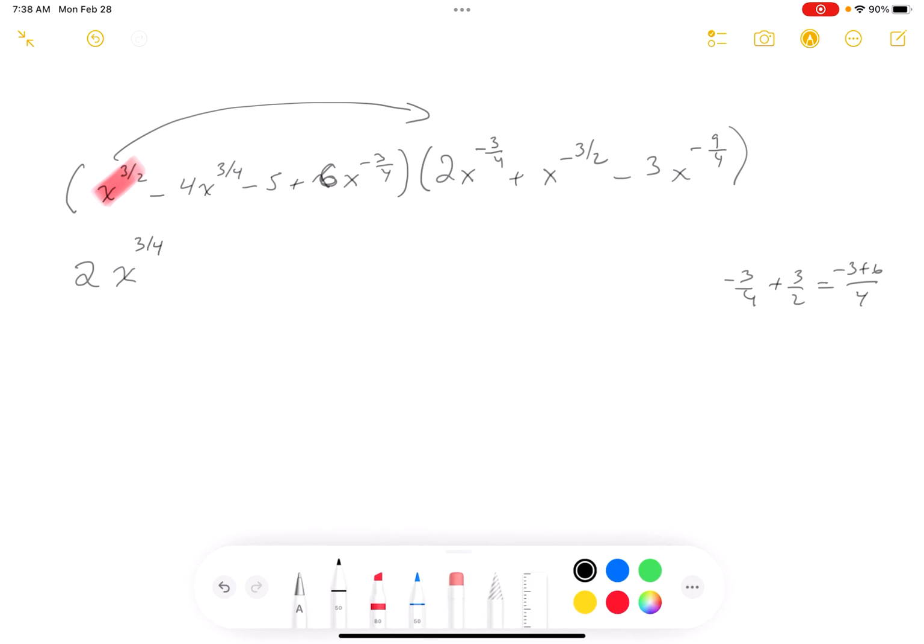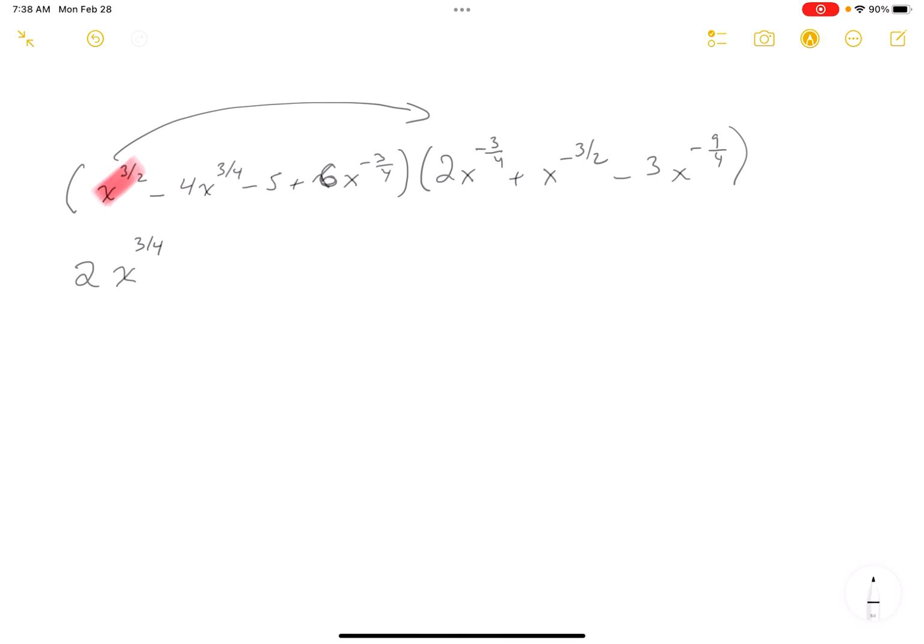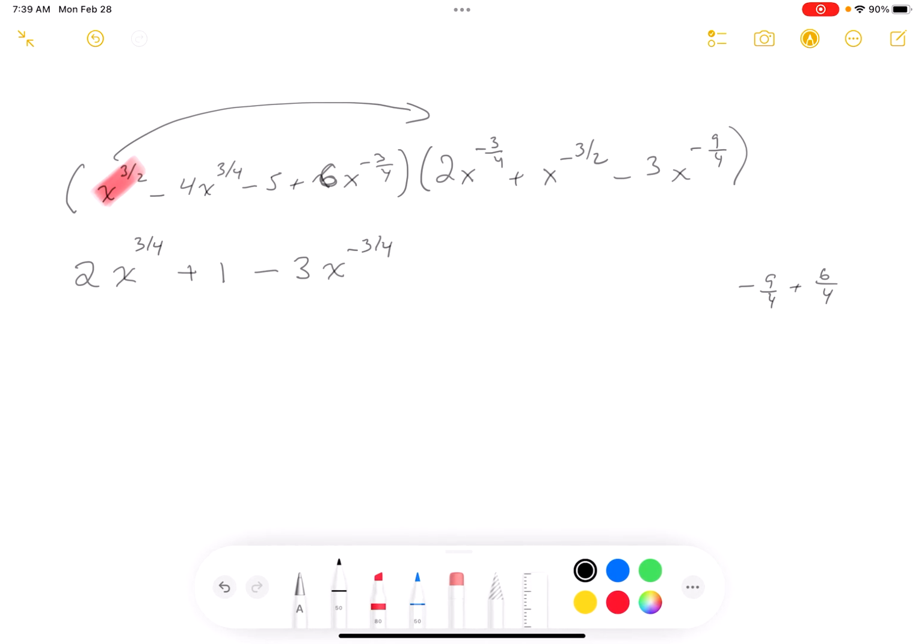All right, let me get the eraser out. I'm going to go to the next term. And what are you going to get there? Well, you're going to get x to the 0, which can be plus 1. What do you get next? Minus 3x. And then we're going to do a minus 9 quarters plus 3 halves, which is 6 quarters. That will be minus 3 quarters. All right, that's done. Get my eraser out. Erase this stuff over here.